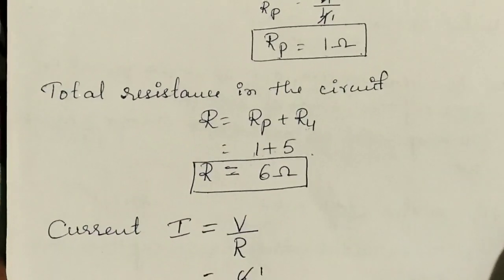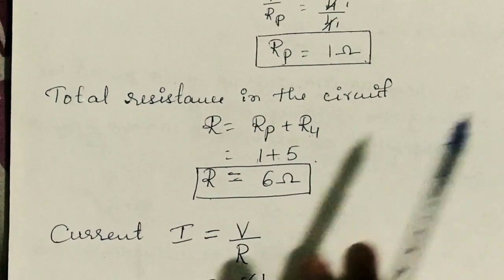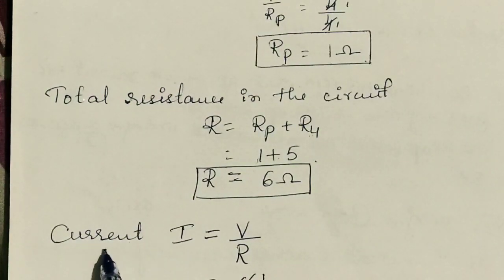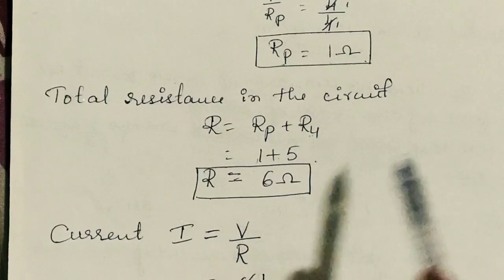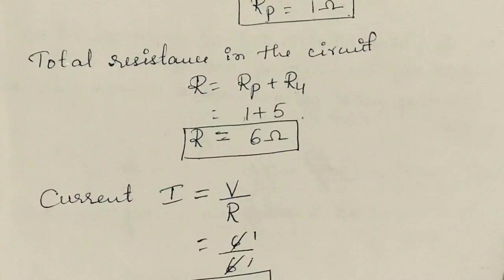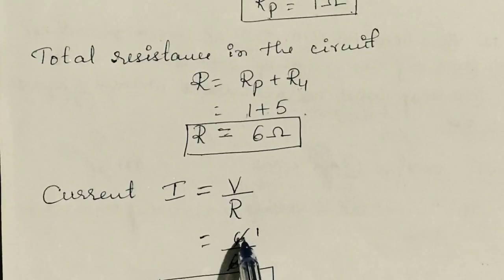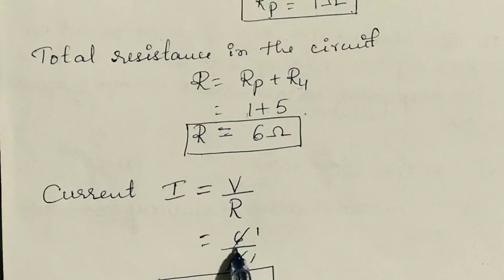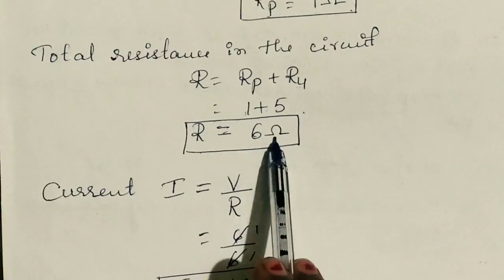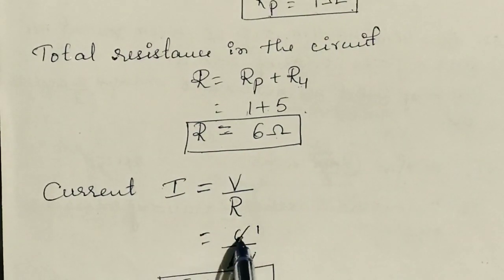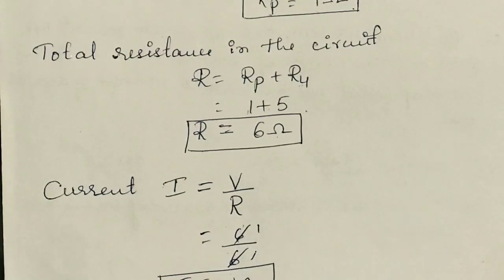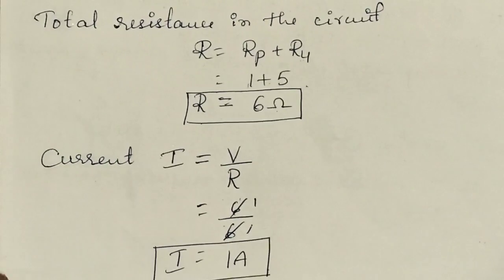Now we have to calculate the total current passing through the circuit. Current I is equal to V divided by R. What is the voltage in the circuit? The voltage is 6 volt. So, 6 divided by, what is the total resistance? 6 ohm, we got it. So, 6 divided by 6, 6 ones are 6. So, total current I is equal to 1 ampere.